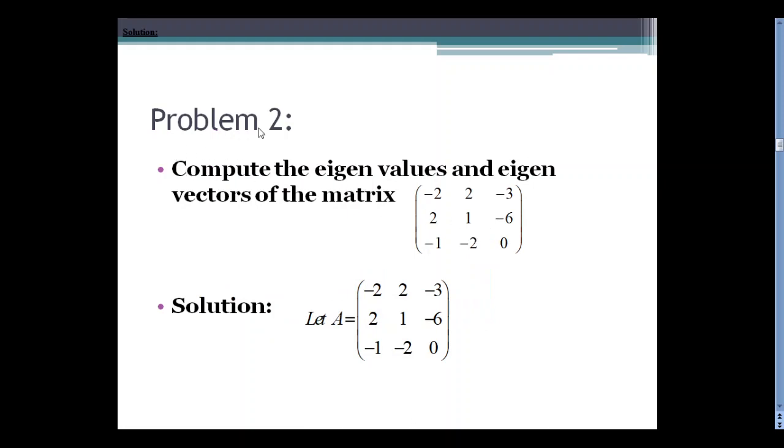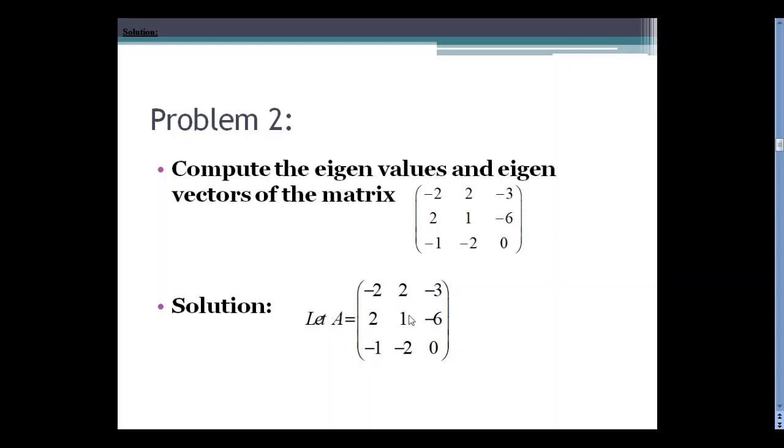Now let us see problem 2. Compute the eigenvalues and eigenvectors of the matrix. This is a non-symmetric matrix. You take A and its transpose, and A is not equal to A transpose, so it is a non-symmetric matrix.